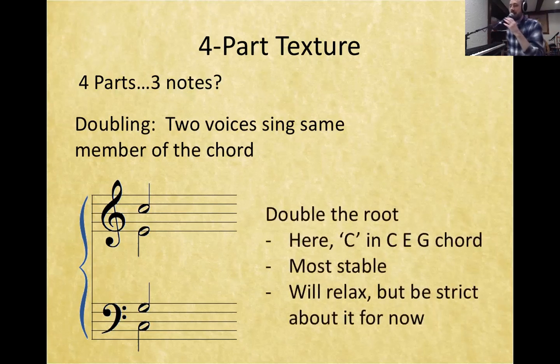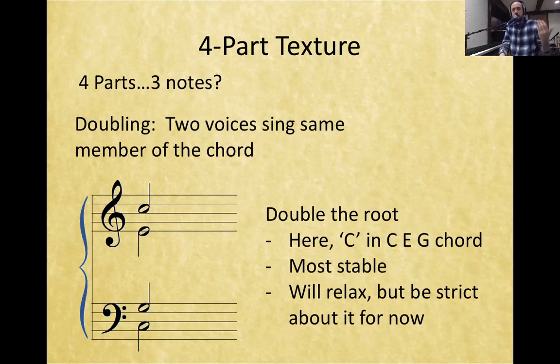We would say that C is being doubled here. And so our starting technique, and really the most fundamental and important technique, is to double the root of the chord. So we've got a C, E, G chord here. We said we've got it spread out into that voicing. That's another thing you'll hear me call this, a voicing, because we're choosing which voice part sings which note of the chord. And in this voicing, C is being doubled by the sopranos and the basses.